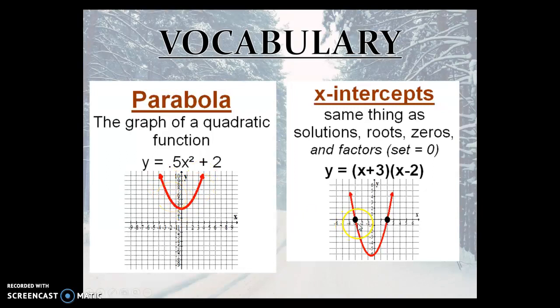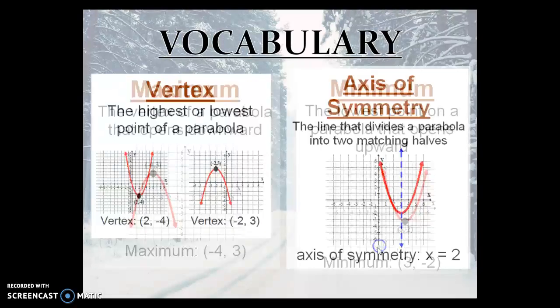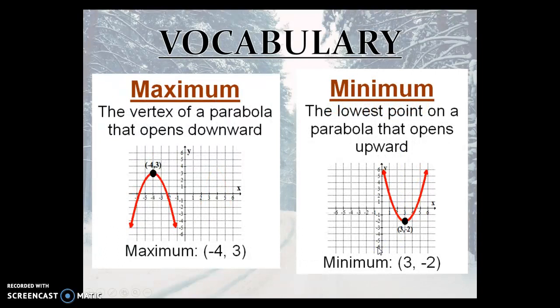The x-intercept is where the parabola touches the x-axis, also called the solutions, roots, zeros, and factors. So if you ever need the solutions, roots, zeros, or factors, just look at where it crosses the x-axis. The vertex is the very lowest or the very highest point on the parabola. Axis of symmetry is that line that splits it directly in half. The maximum is like a mountaintop. It has a very highest point. The minimum is like a valley, and it has a very lowest point, the minimum.